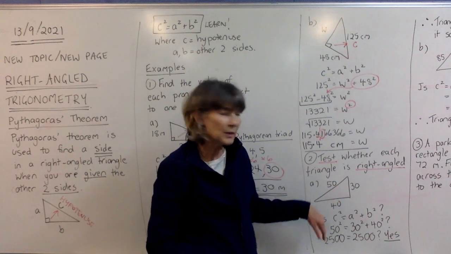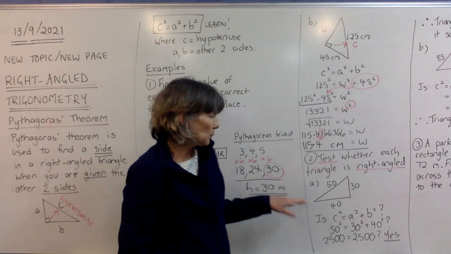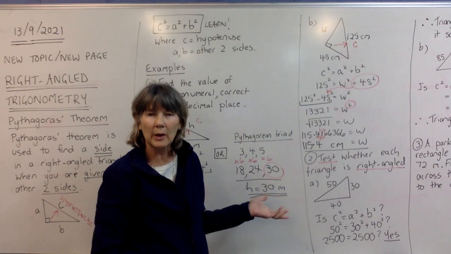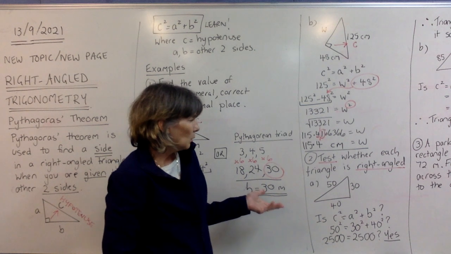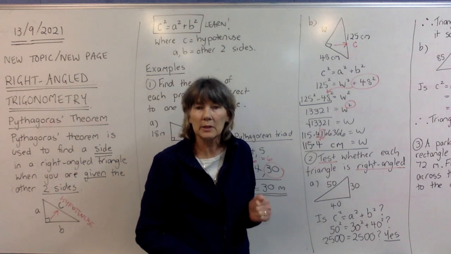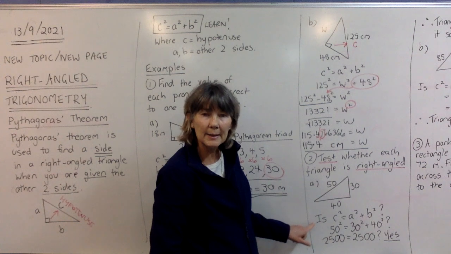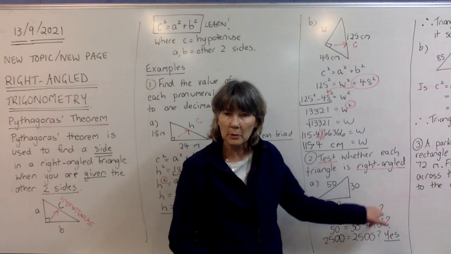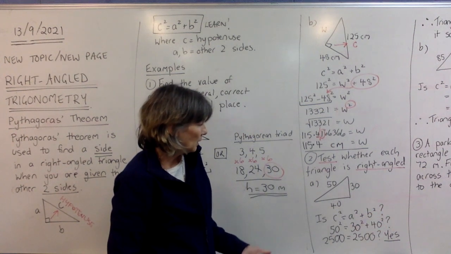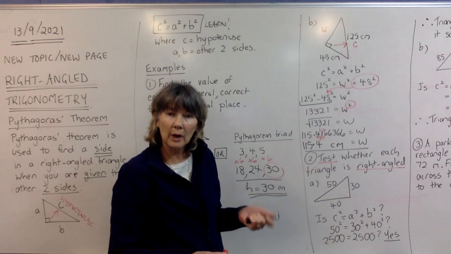Okay, so there's no right angle being marked in. So we're going to try and work out, is this really a right-angled triangle or not? Well, if it is, Pythagoras' theorem will work. So let's see what happens. We're going to say, well, is c squared equal to a squared plus b squared? And ask that question.